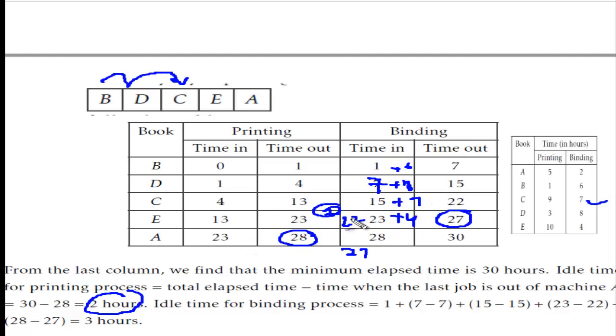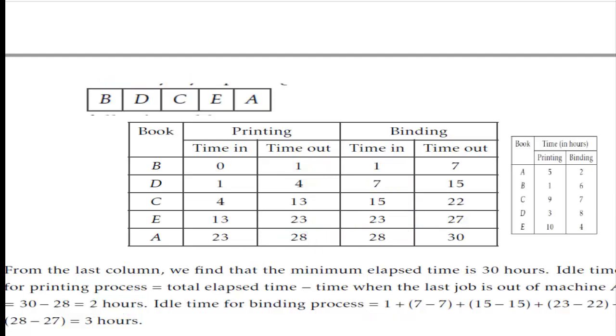The first will be whatever is the time of the first job, that is to be added. So 1 is added. Then the next job, that is 7. Let me clear the clutter to do it again. So this one is already added here.